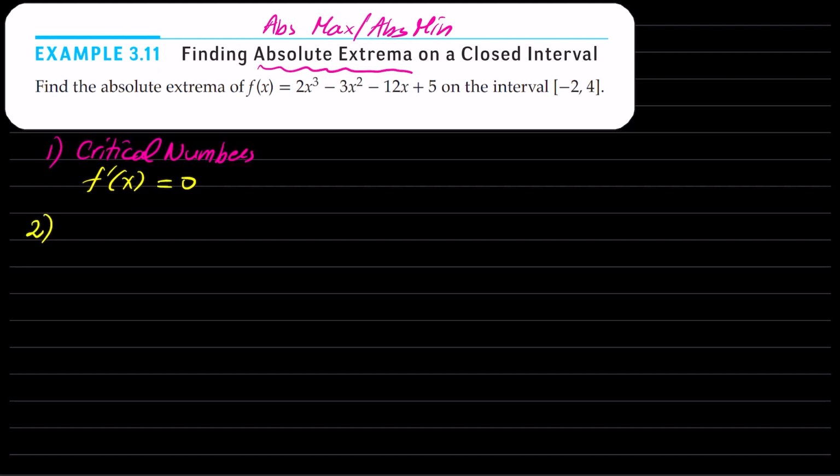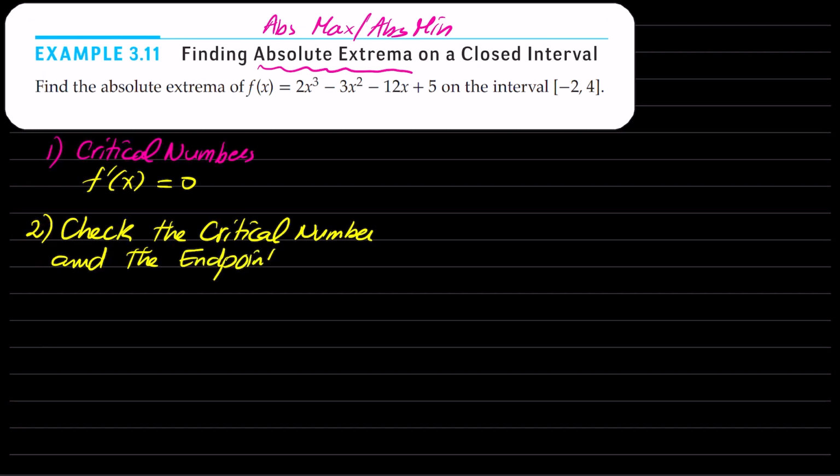Number 2, check the critical numbers and the endpoints of the interval. We check them in the function to know which one is the maximum, which one is the minimum. So let's start with the first.